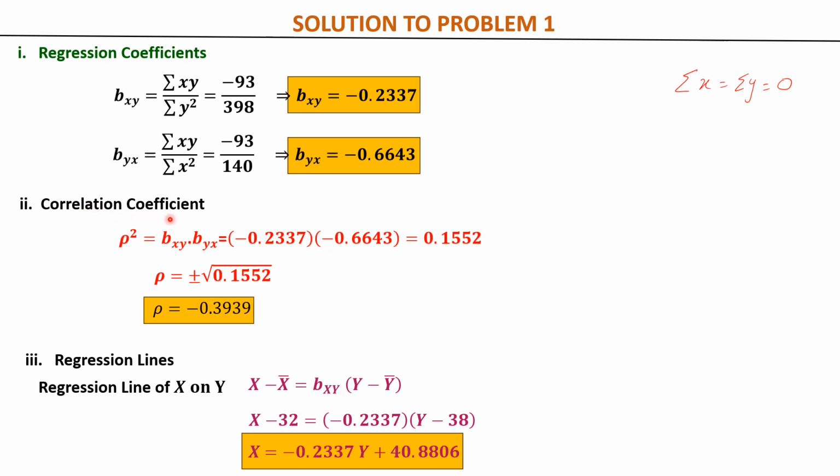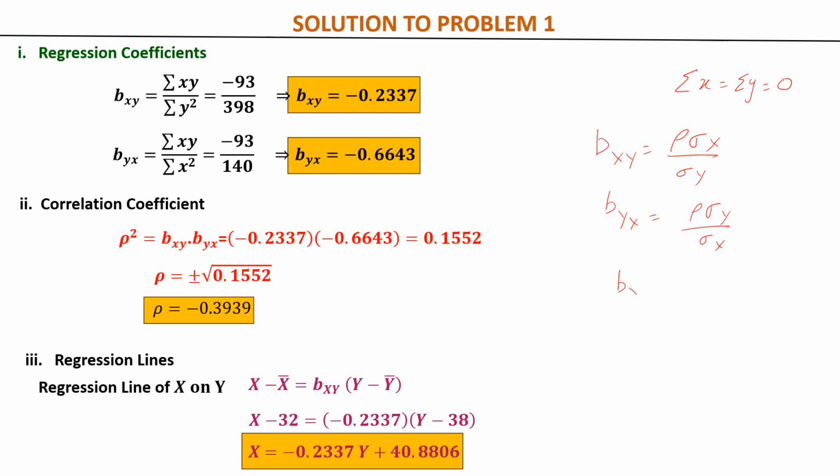Now the correlation coefficient, which is our next question, is for rho square. When I multiply bxy and byx, I am sure you all remember bxy is equal to rho times sigma x by sigma y, and byx is equal to rho times sigma y by sigma x.